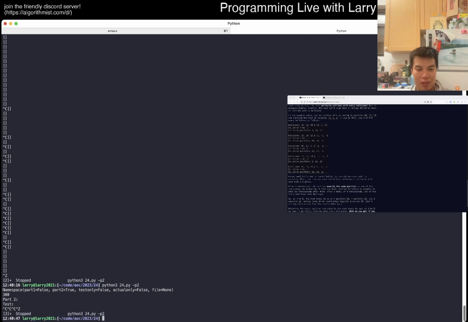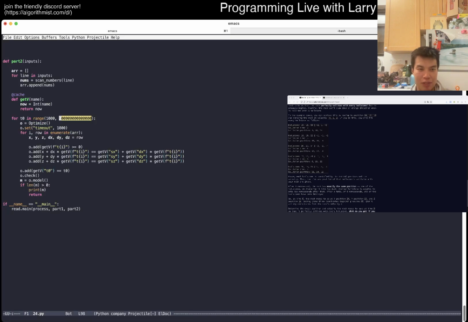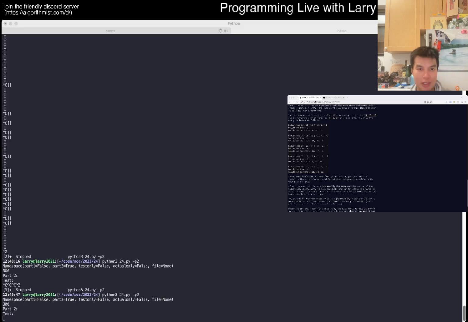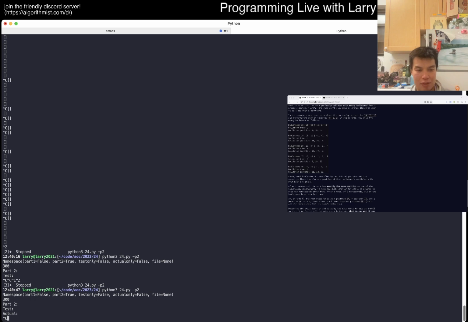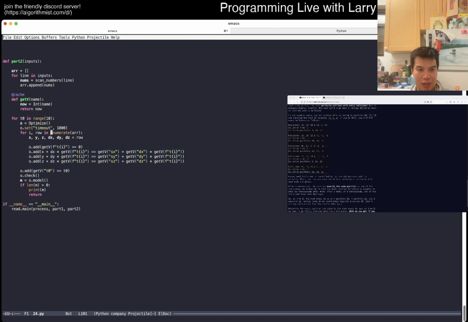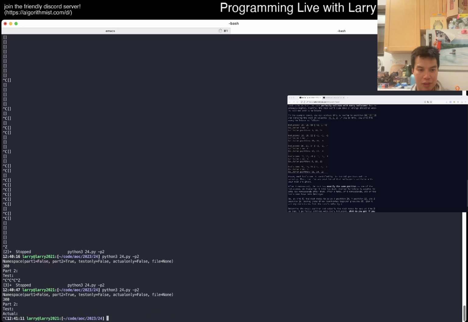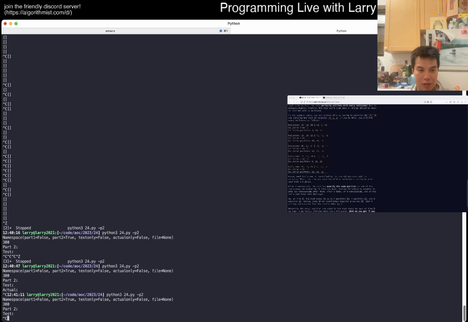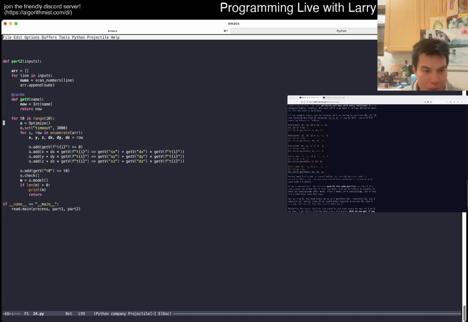Wait, does this work? Because if this works, this should work for the first one, right? Part 1. The test case. Why doesn't that work for the test case? Is the timeout too slow? Or too high or whatever? What's going wrong?